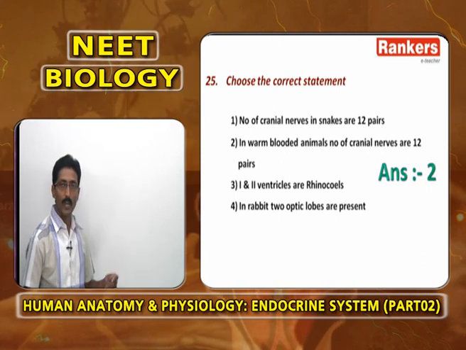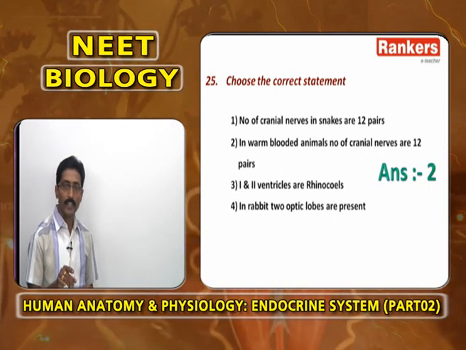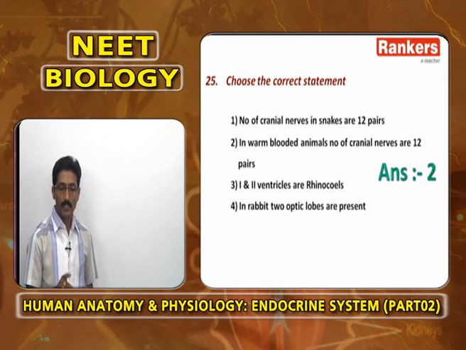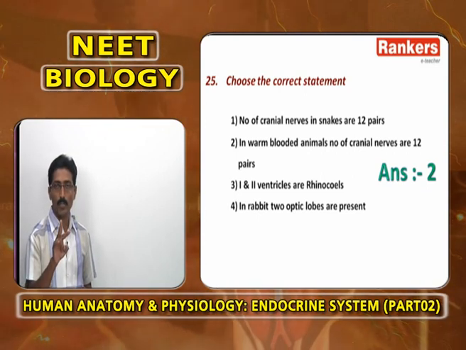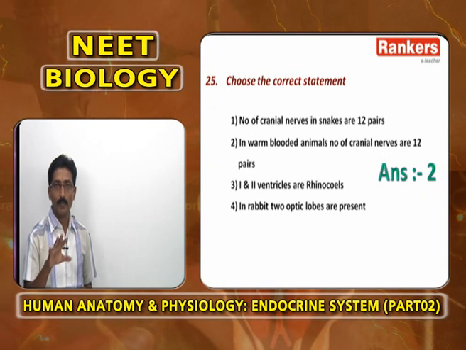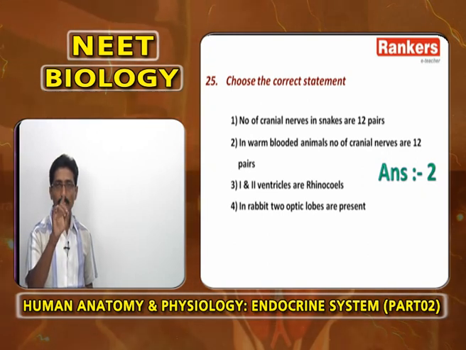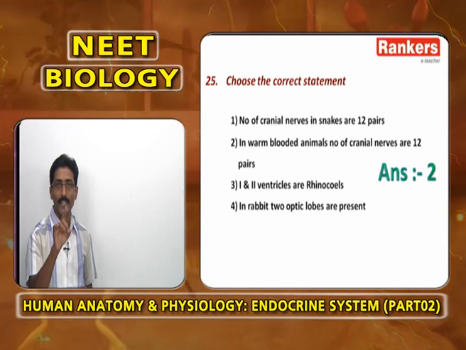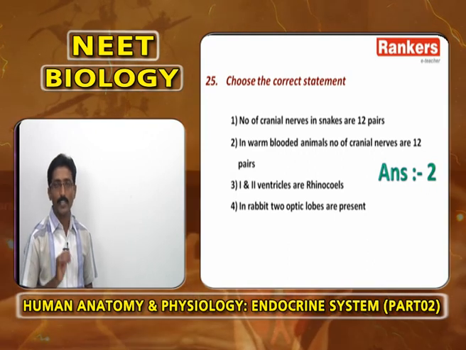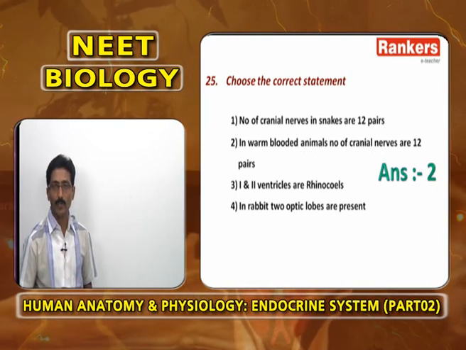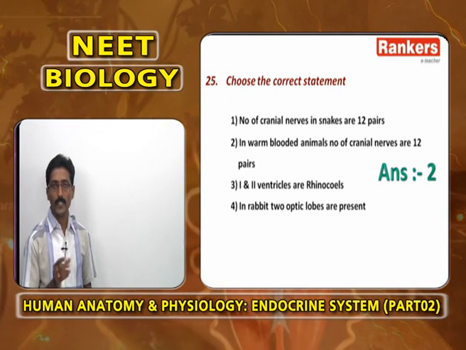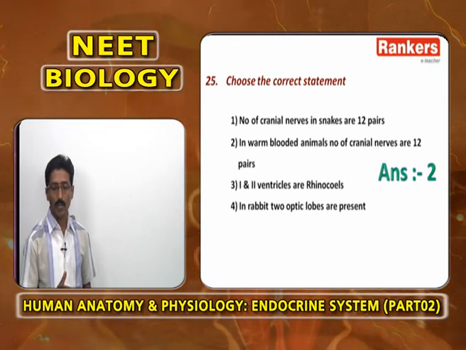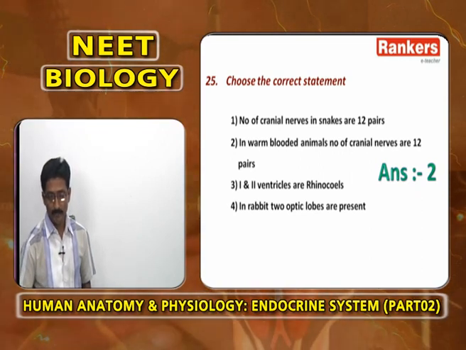Third, first and second ventricles are rhinoceles. But what we learned? First and second ventricles are called paraceles. So the third option is wrong. Fourth, in a rabbit 2 optic lobes are present. In all mammals, how many optic lobes? 4. That is called corpora quadrigemina. So of these 4 statements, what is the correct one? In warm-blooded animals, that means aves and mammals, how many cranial nerves are present? 12 pairs.